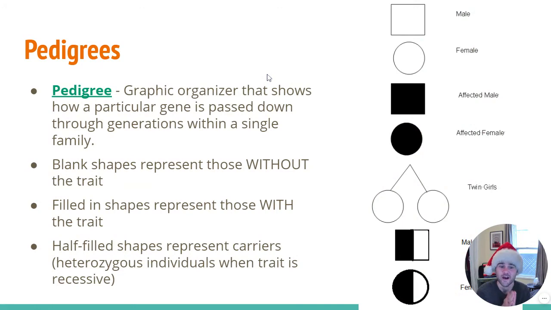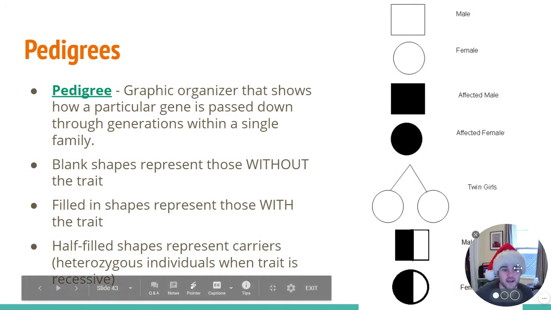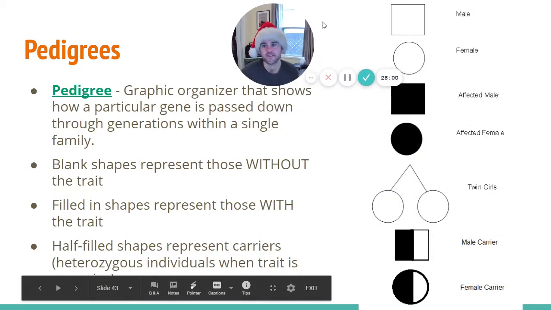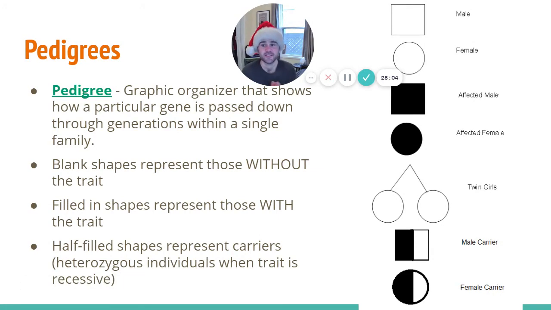So last thing I just want to quickly cover is pedigrees. I'm going to move my face here so you can see the notes there. A pedigree is a graphic organizer that's going to show how a gene is passed down through generations. And we're going to do this in class together. But basically, blank shapes are those without a trait. If it's filled in, you have the trait.